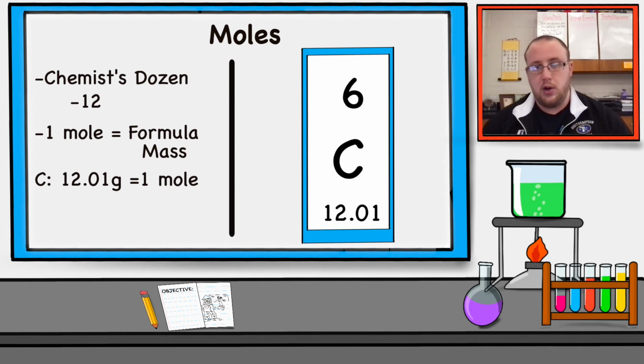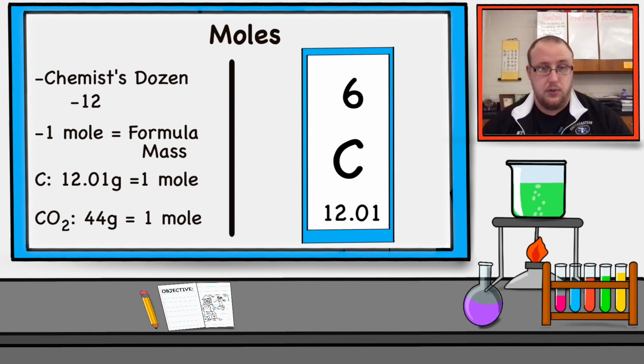So 1 mole of carbon equals 12.01 grams of carbon. If we take our formula mass of carbon dioxide that we found out earlier, the same concept is going to be applied. We calculated that the formula mass for carbon dioxide is 44 grams. That means 44 grams of CO2 is in 1 mole of CO2. In other words, 1 mole of carbon dioxide equals 44 grams of carbon dioxide.